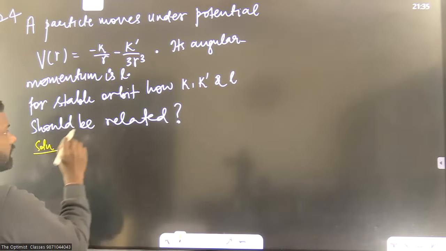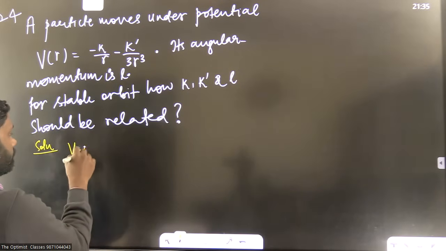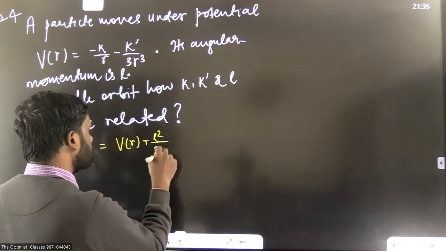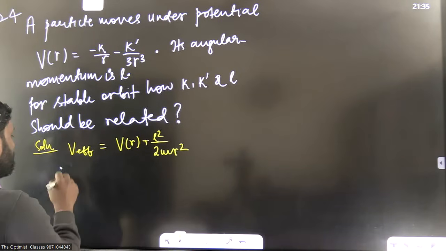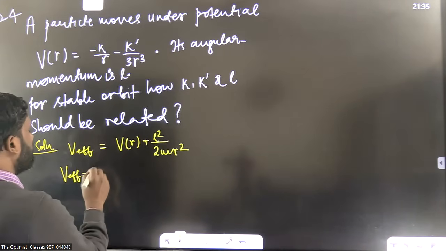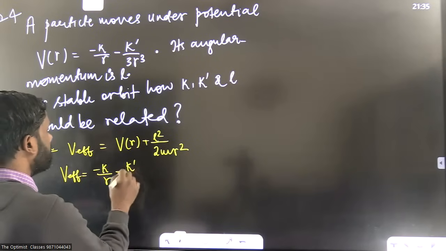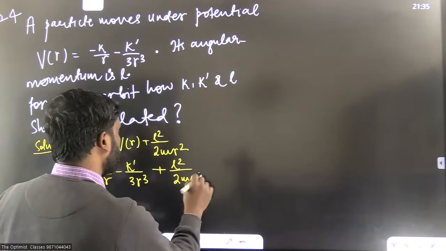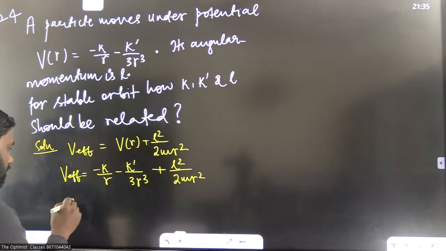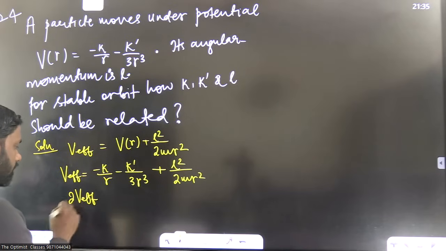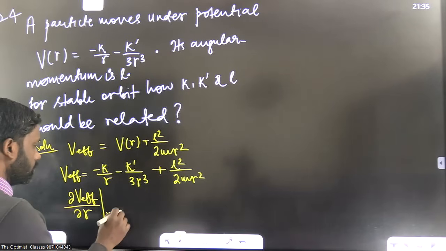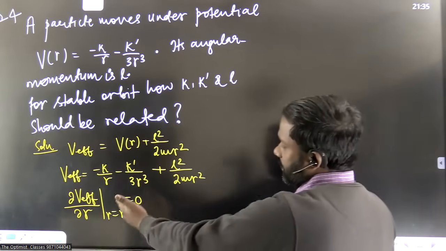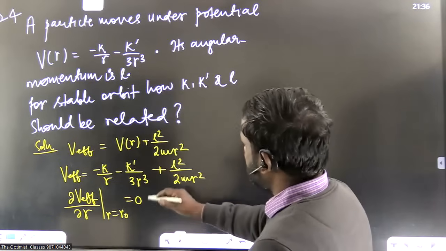Solution. Again, the question is related to a stable orbit. So we will write V effective. V effective is equal to V of r plus L square upon 2m r square. So now here V effective is equal to minus k by r minus k primed upon 3r cube plus L square upon 2m r square. That is V effective. So now let's calculate again: for a stable orbit, the derivative of the effective potential is 0. So the first derivative of the effective potential is 0 for a stable orbit. That's what we are doing here.